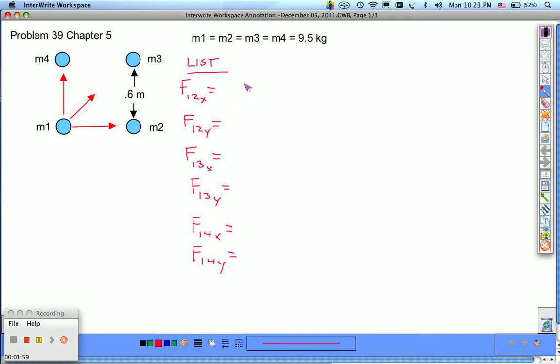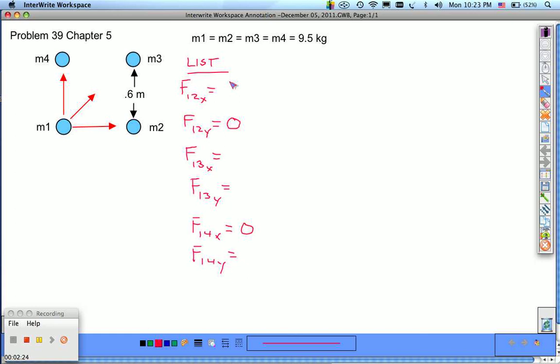The first thing I recognize is that the force on 1 due to 2 in the y direction is 0 because M1 and M2 reside on the x-axis. Therefore, there's no y component. It is also true that the x component of the force on 1 due to 4 is 0. So there are two components down that we really didn't have to make a calculation for.